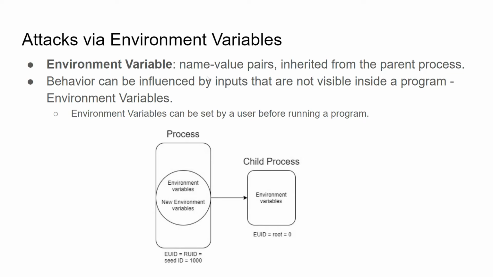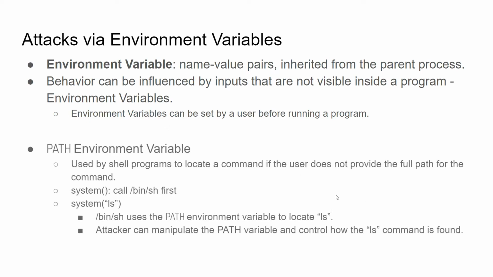First, we will talk about how to attack using environment variables. Environment variables are name and value pairs. They can be inherited from the parent process. Behavior can be influenced by inputs that are not visible inside a program. They are environment variables that can be set by a user before running a program. For example, the PATH environment variable is used by shell programs to locate a command if the user does not provide the full path for the command.